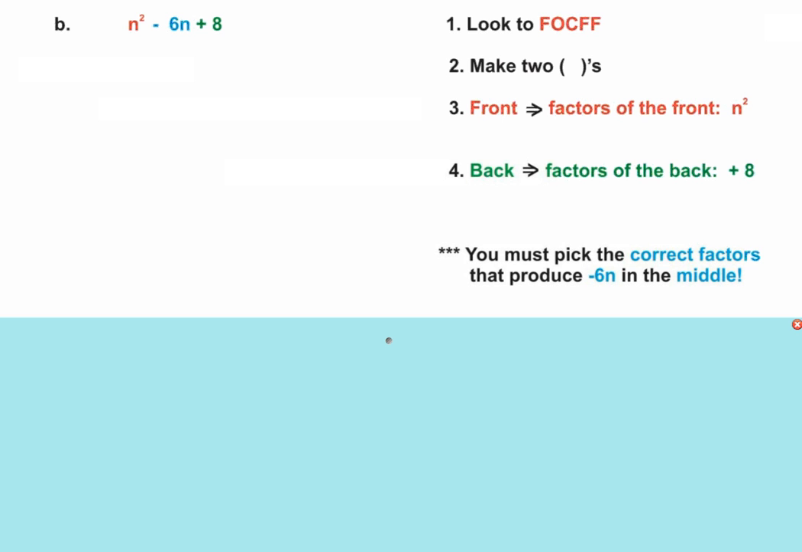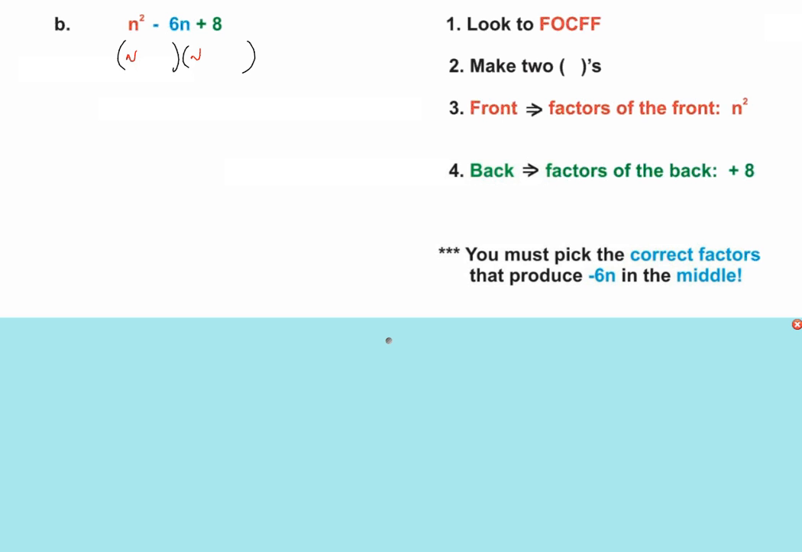What's next? Somebody tell me what to do next. Ashton? Two parentheses. All right, that's step number 2, two parentheses. What's next? Everybody should be looking at your paper, figuring out what's next. John? Tell me what to put next. N in the front of both, because n times n is n squared. The n times the n gives us the front n squared.